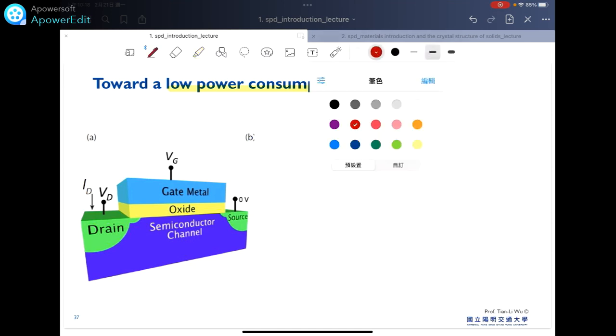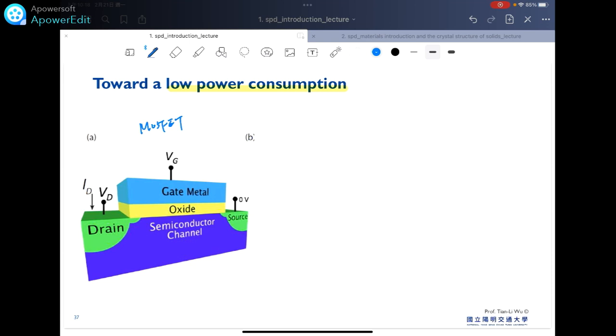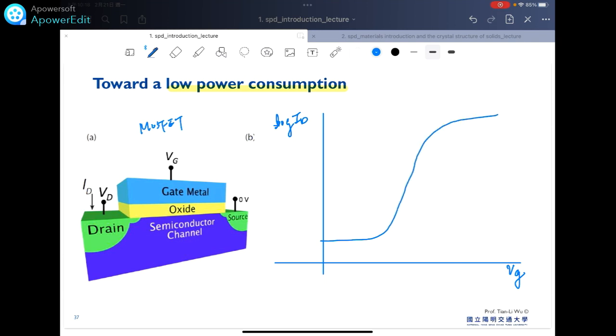So here is an example for the MOSFET. We already showed that in the typical MOSFET, the characteristic we care about most is the drain current versus gate voltage, the ID-VG. If we plot it in log scale, which we already showed before, the characteristic should look like this. So this is the typical log ID versus VG characteristic.